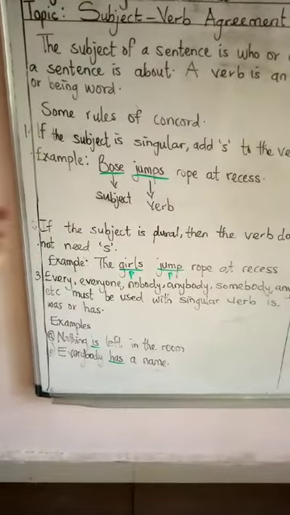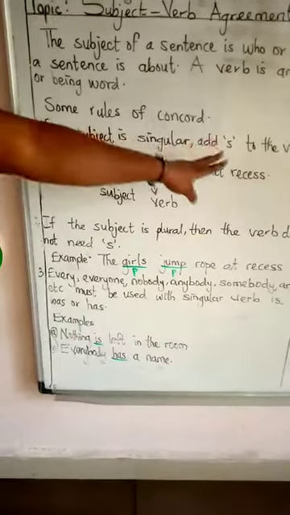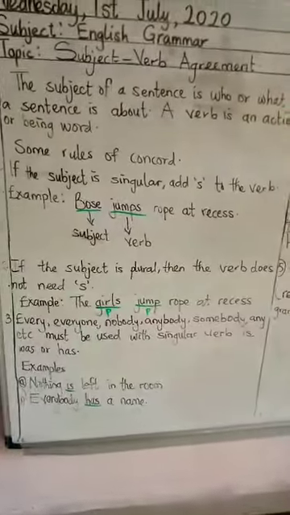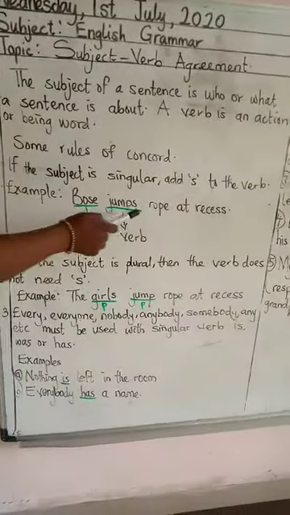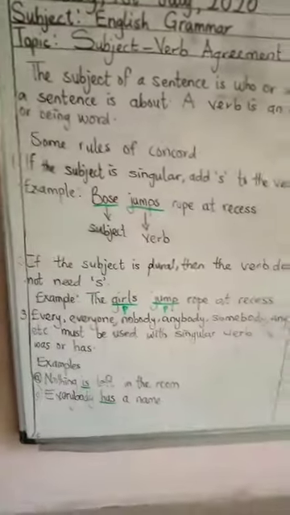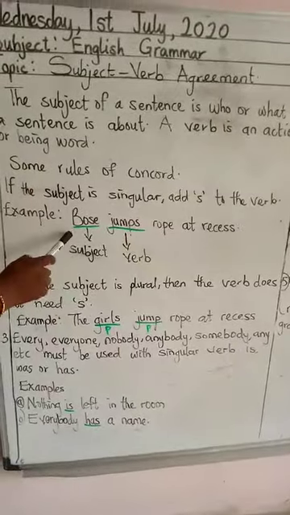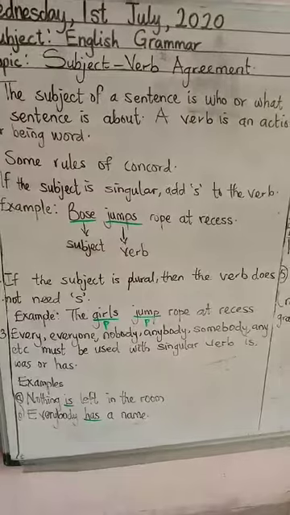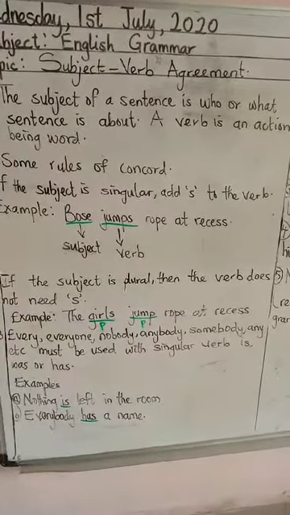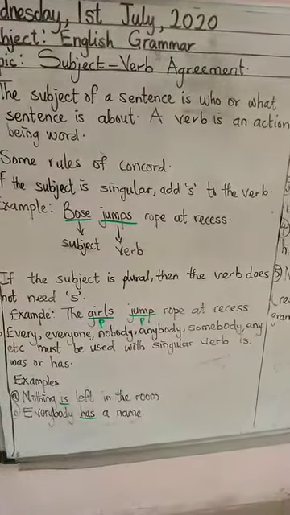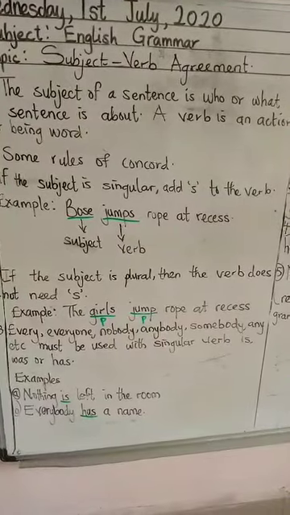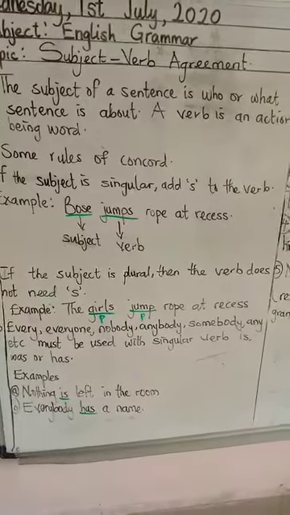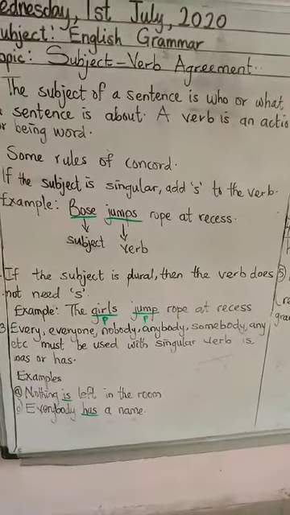Now remember the rule says if the subject is singular, you add s to the verb. Now identify your verb as well. Jumps. If you look at it carefully, you'll see my s there, because my rule says if my subject is singular, then I need to add s to my verb, okay? That's for the first rule, okay? My second rule says if the subject is plural, then the verb does not need s.